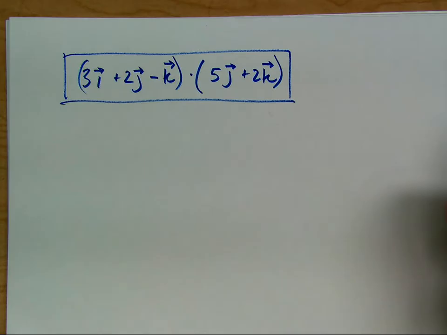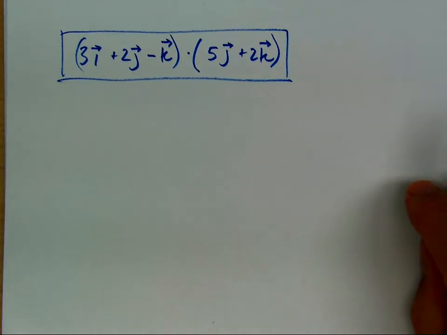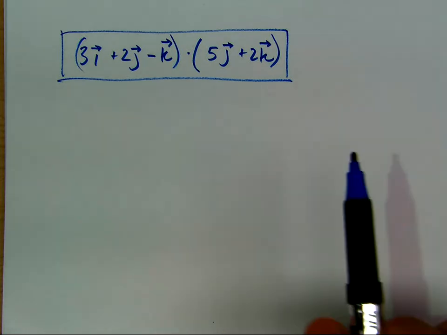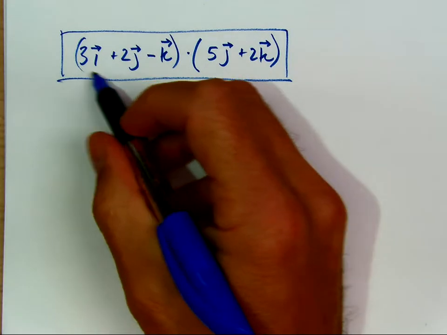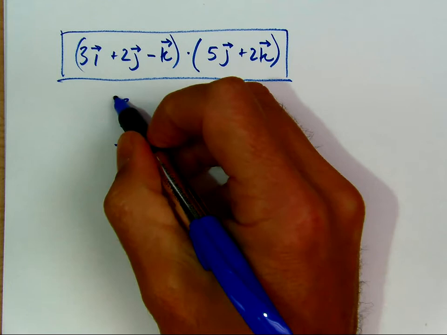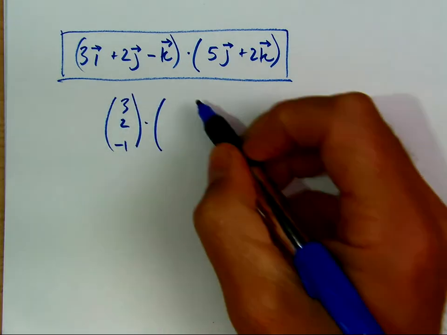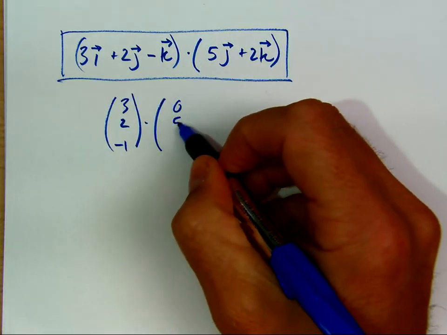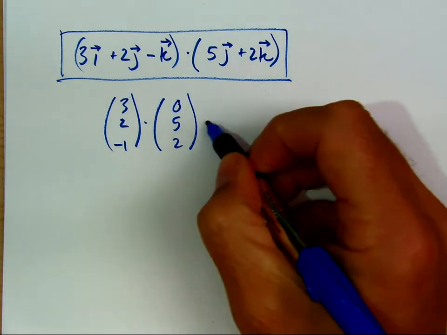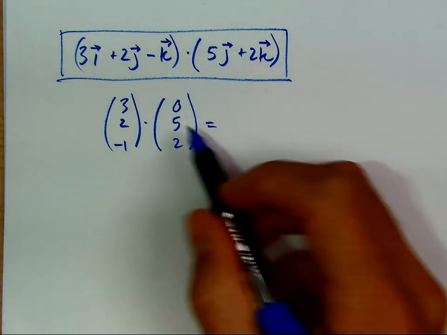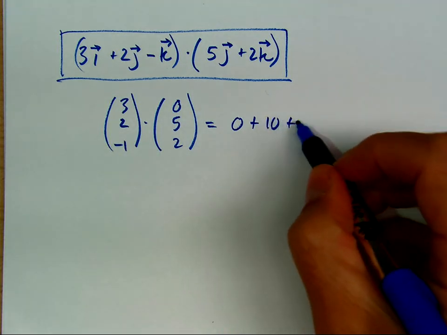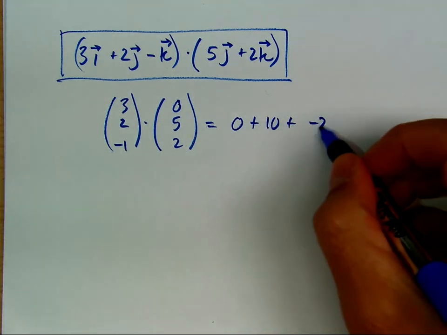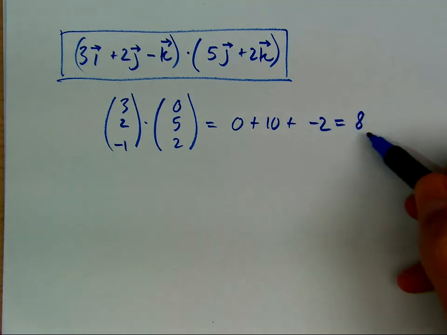Alright, and that's a similar question. Just find the dot product or the scalar product. Pause the video and try that. Pay attention to which component is missing here. So we have 3, 2, negative 1, and it'll be 0, 5, 2. Now when we multiply 3 times 0, 2 times 5, negative 1 times 2, the scalar product or the dot product is 8.